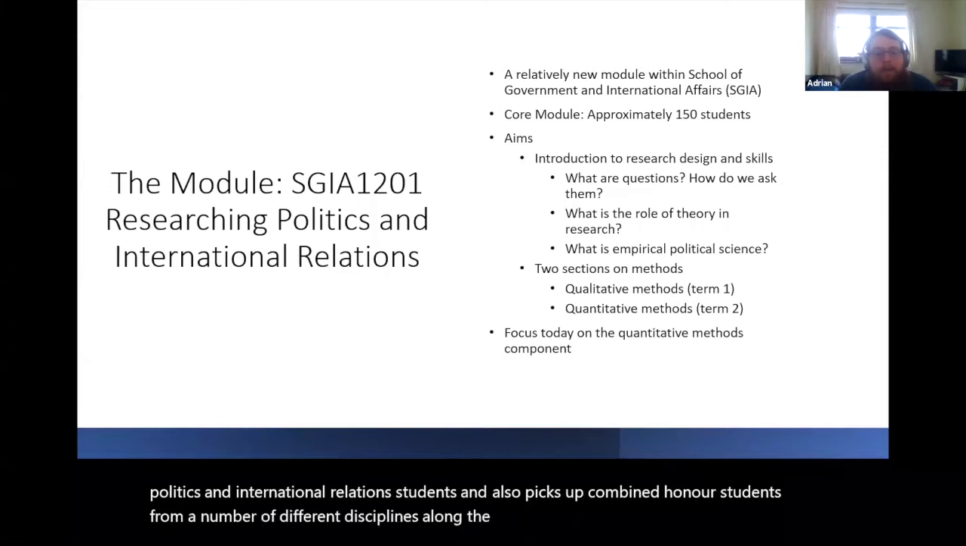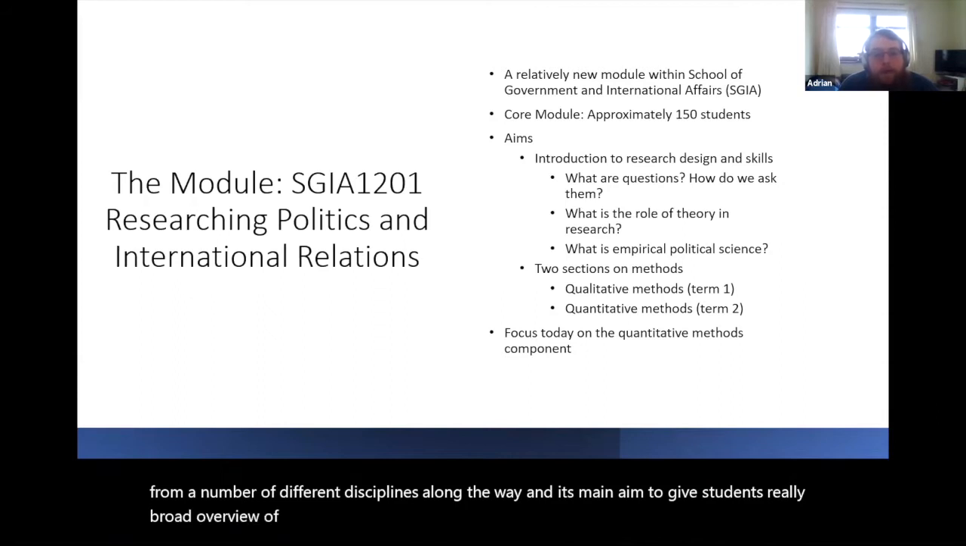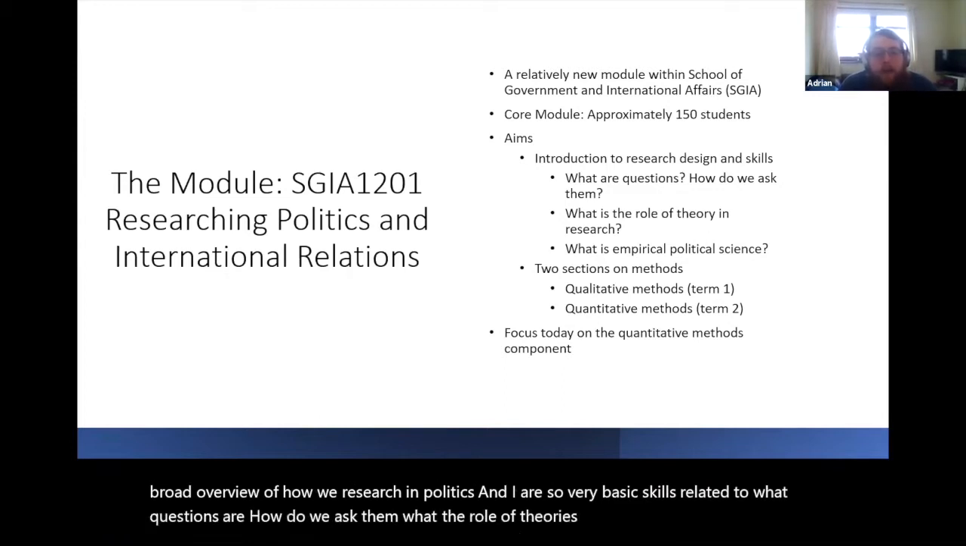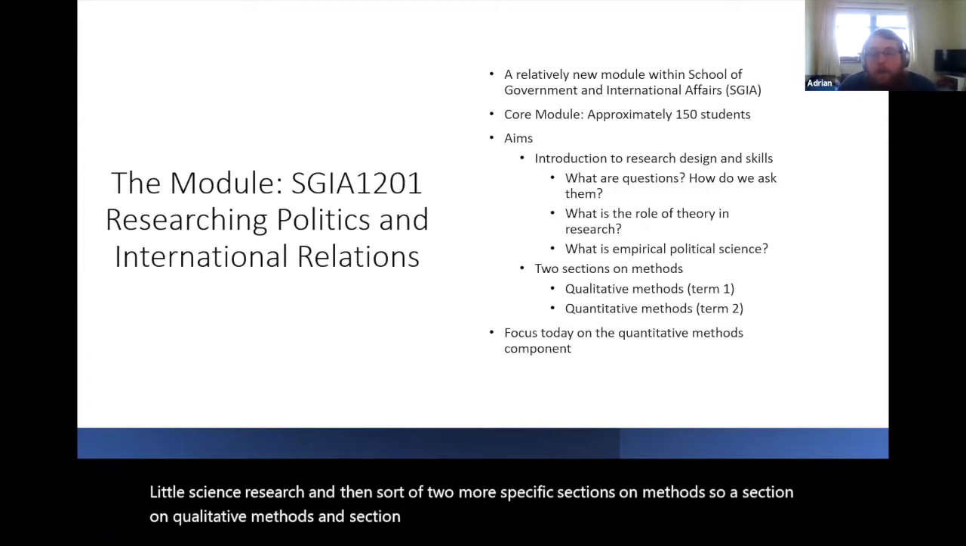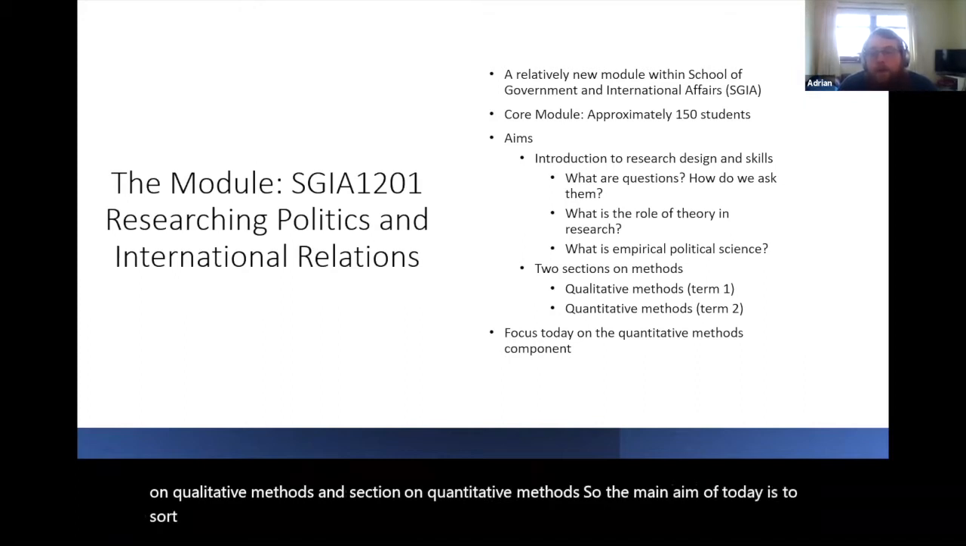Its main aim is to give students a really broad overview of how we research in politics and IR. So very basic skills related to what questions are, how do we ask them, what the role of theory is in research, how we conduct empirical political science research, and then two more specific sections on methods: a section on qualitative methods and a section on quantitative methods. The main aim of today is to talk a little bit about the quantitative methods element.